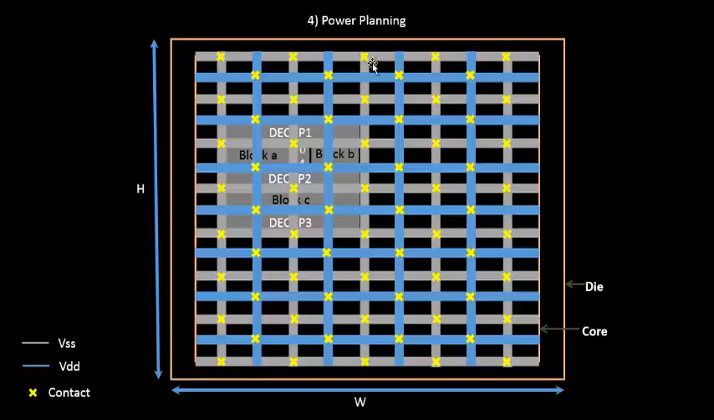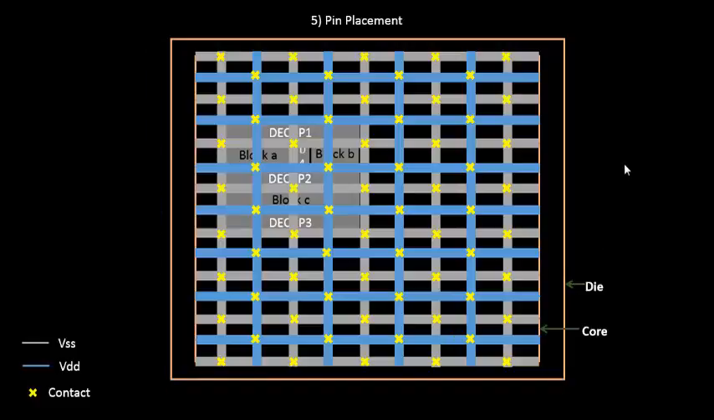At that kind of scenario, the mesh structure of the power planning is very helpful. Okay, so this is the next step of power planning. The next step is pin placement. Any logic, any gate, any circuitry will have some input pins and output pins. We have to identify those pins and place them somewhere in the area between the core and the die. So these are the pins.